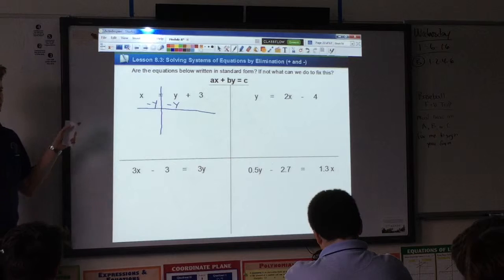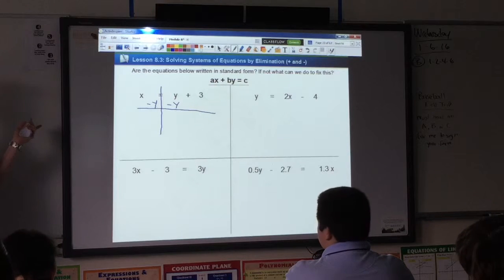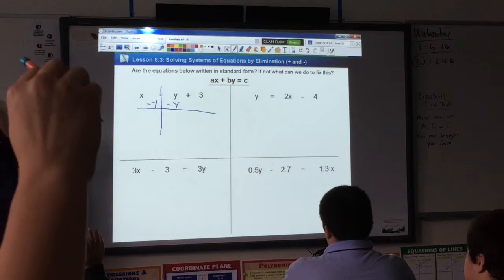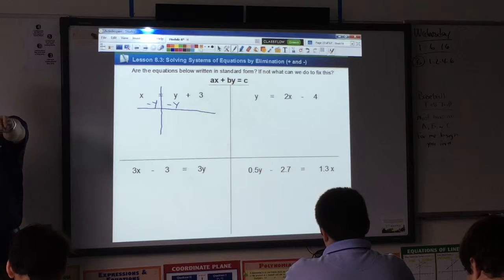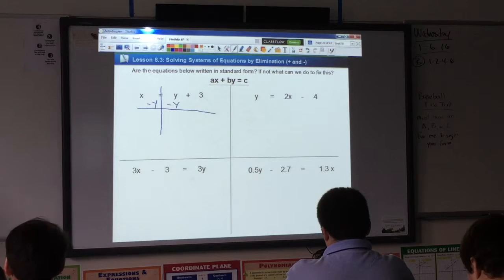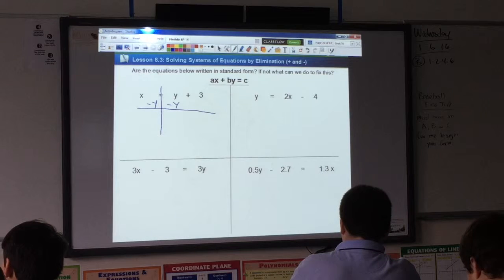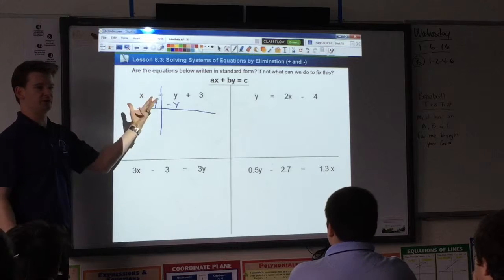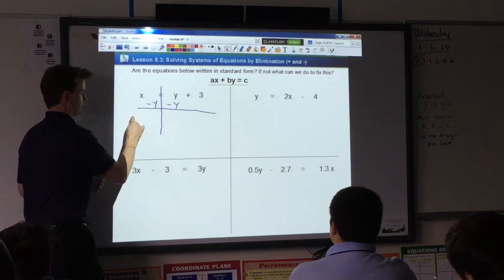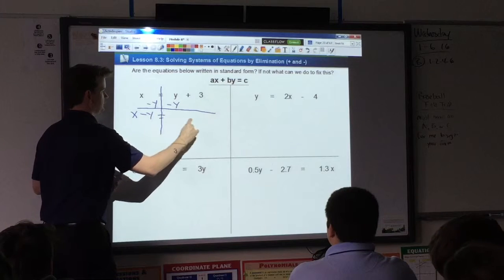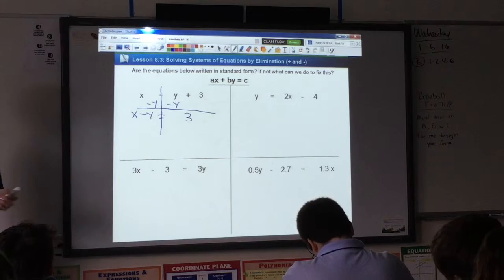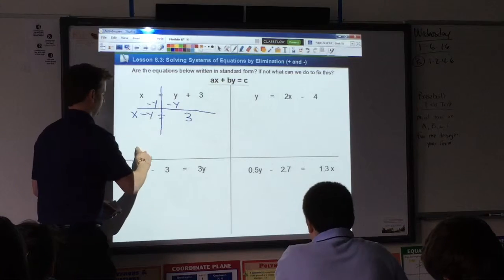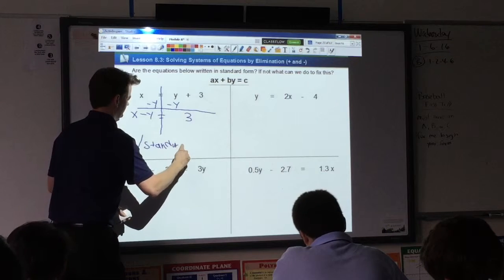Am I going to subtract y from x? Can I do that? Can anybody tell me why I can't do that? They have different variable terms. Because they're different, they are unlike terms. They are not the same variable. So you're right, we cannot subtract x from y because they are unlike terms. All we are doing is moving this over, and we write x minus y is equal to 3. Is that in standard form now? Yes. X term, y term, equal sign, constant. Good. Check mark. That is, in fact, in standard form.